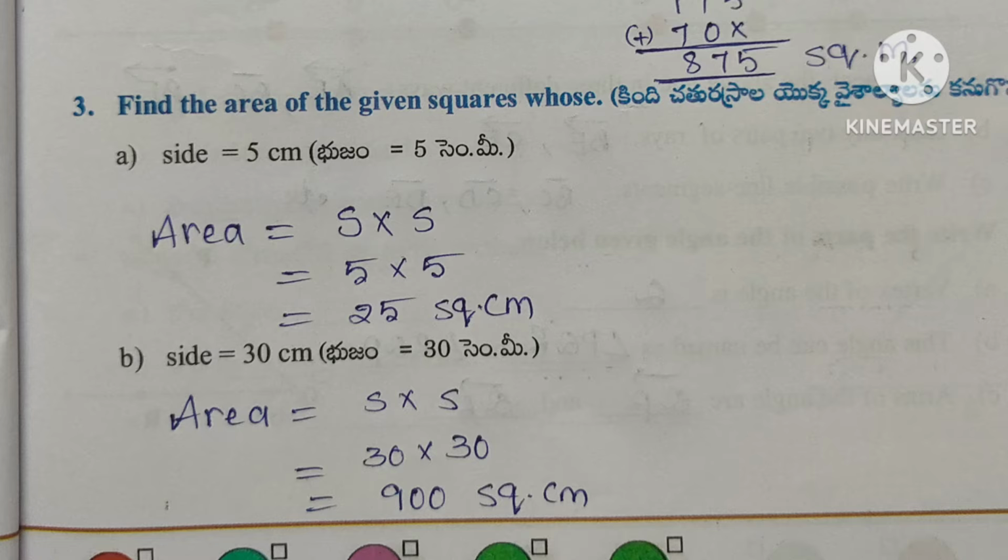Second one, problem B, here the given side equals 30 centimeters. So area of square equals side into side. Here side equals 30 centimeters. So 30 into 30 equals 900 square centimeters.